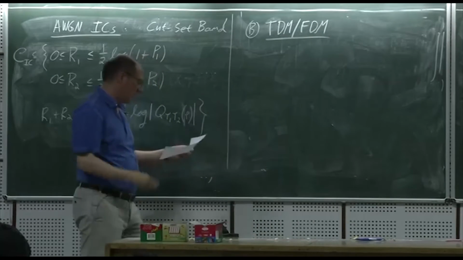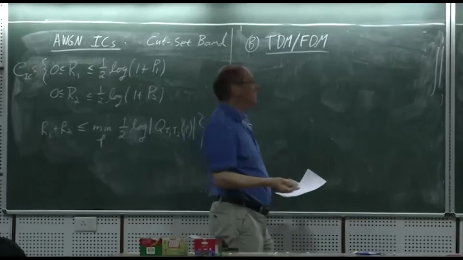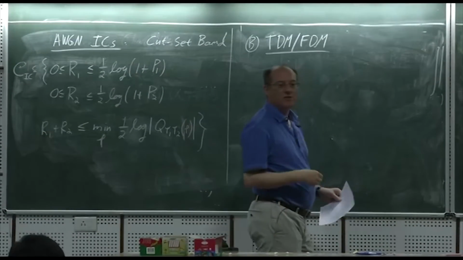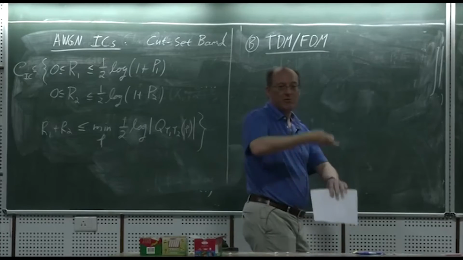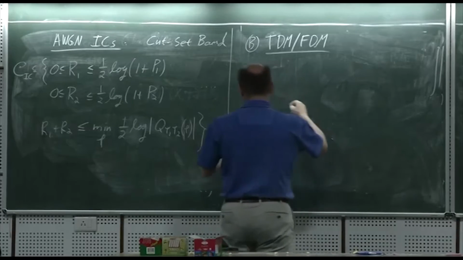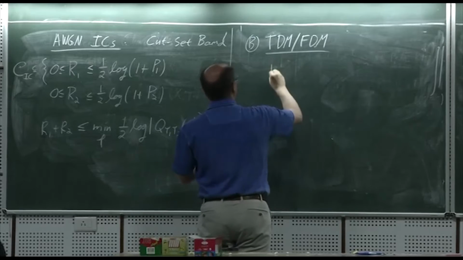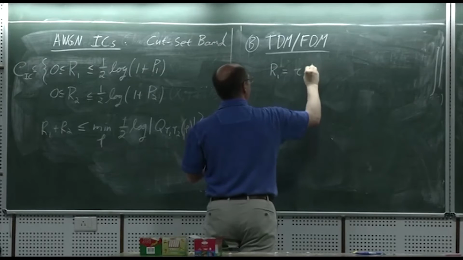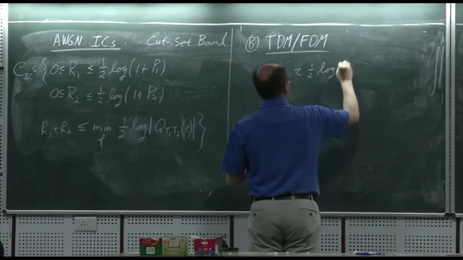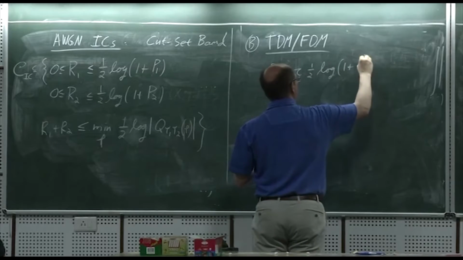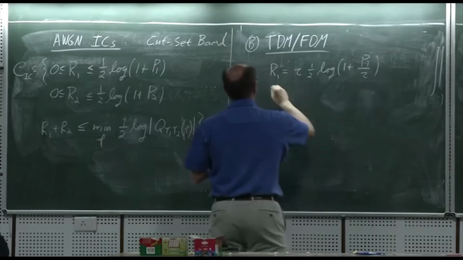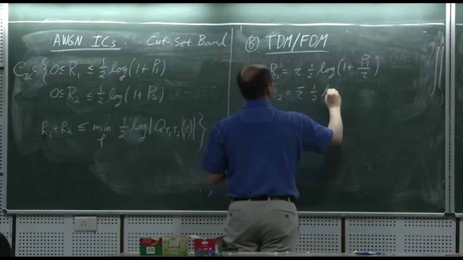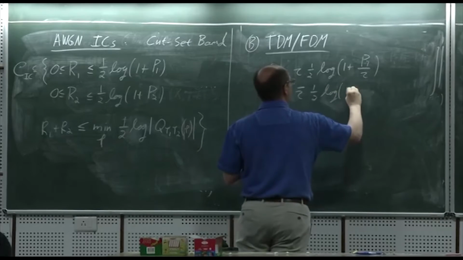TDM-FDM. What do we do now? Well, kind of obvious. We send to user 1 a fraction tau of the time, and we send to user 2 a fraction tau bar of the time, and we use power increases to reflect the fraction of time we're getting. So we get R1 is equal to tau times 1/2 log of (1 plus P1 by tau). R2 equals tau bar times 1/2 log of (1 plus P2 by tau bar).